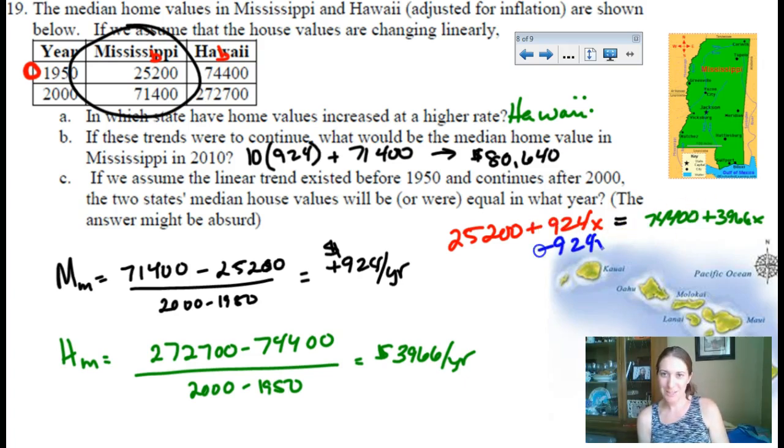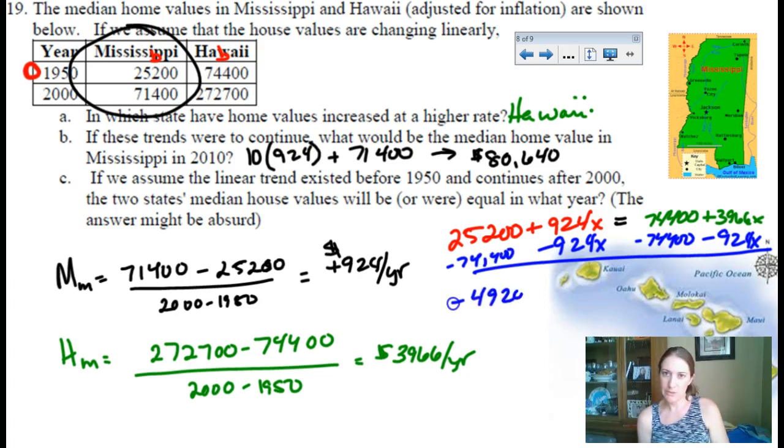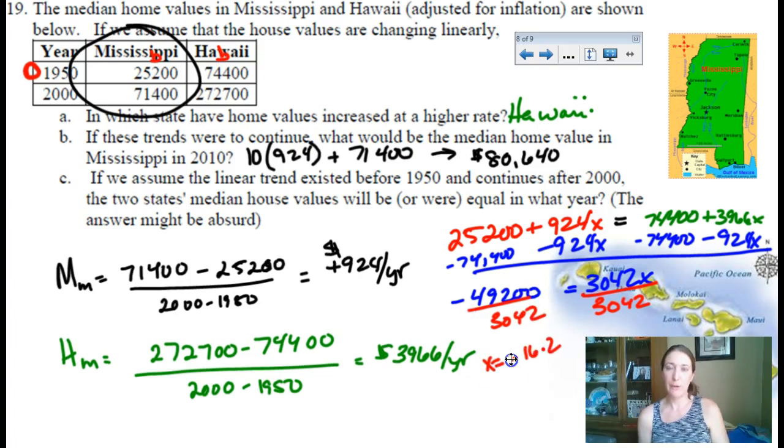All right, so subtract 924x. I'm going to write over my little graphic there. I'm also going to subtract 74,400. We're going to get something negative. Don't panic. We'll talk about what that means. All right, so we get negative 49,200 equals 3,042x. Then dividing both sides by 3,042, I get x equals negative 16.2.